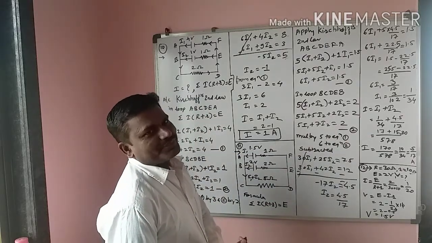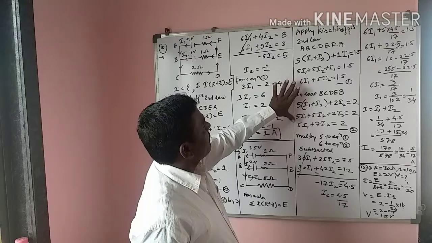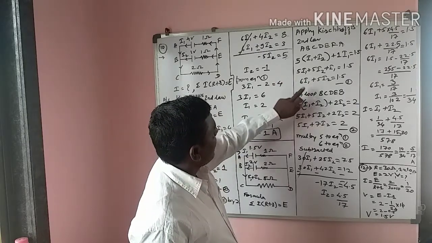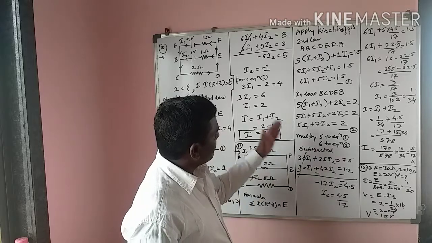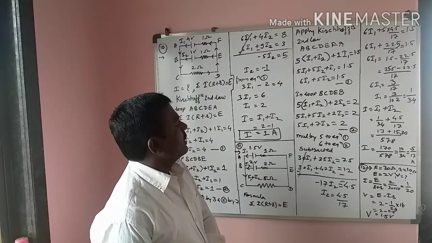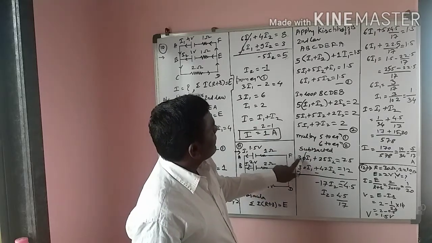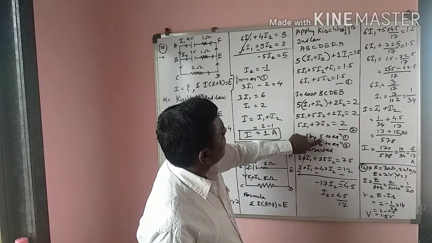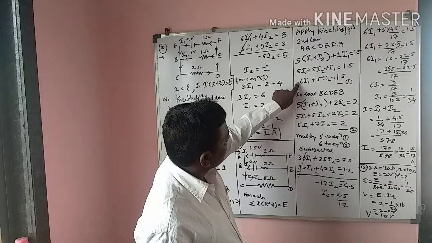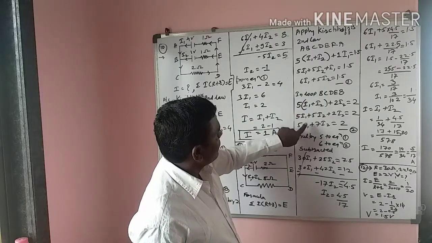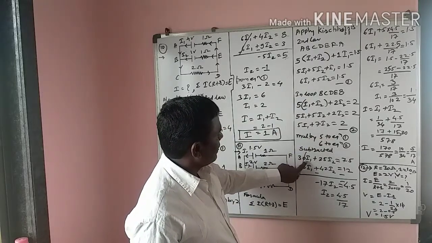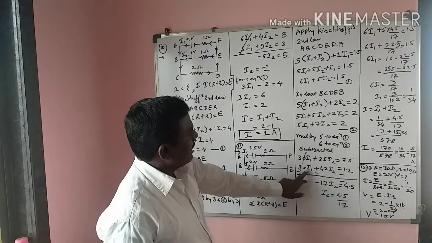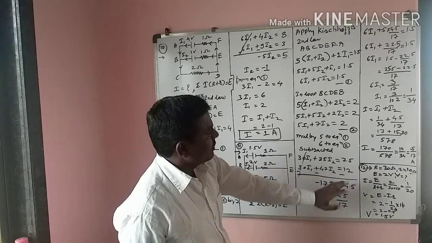We can't solve the equations directly, so we multiply by 5 and by 6, then the I1 coefficient comes the same, and when we subtract them we get the result. We multiply equation 1 by 5 and equation 2 by 6, then we get 30 I1 plus 25 I2 is equal to 7.5. Again 30 I1 plus 42 I2 is equal to 12.